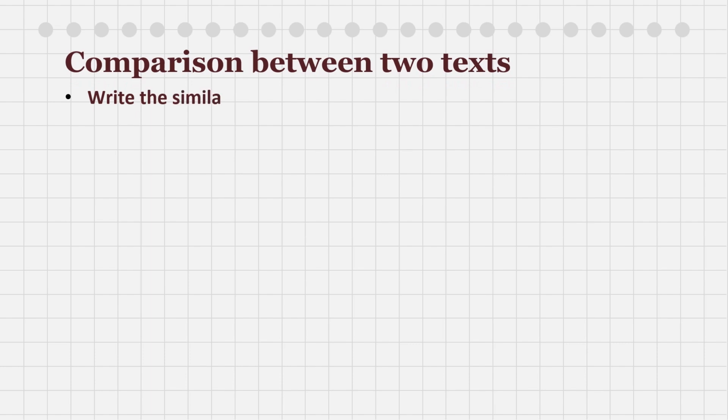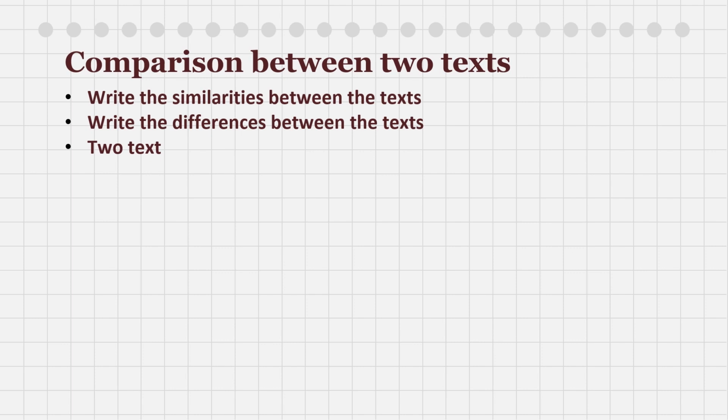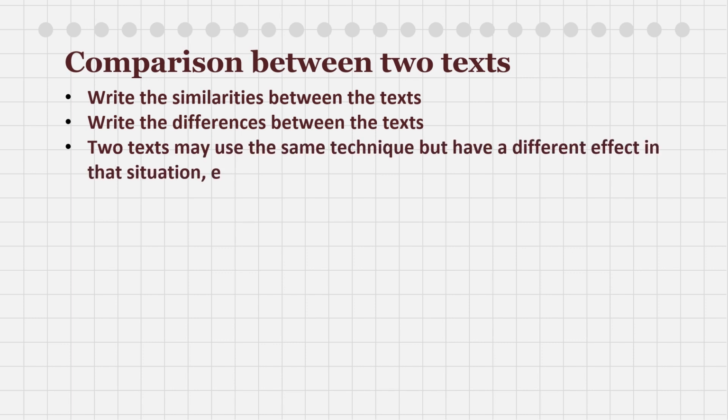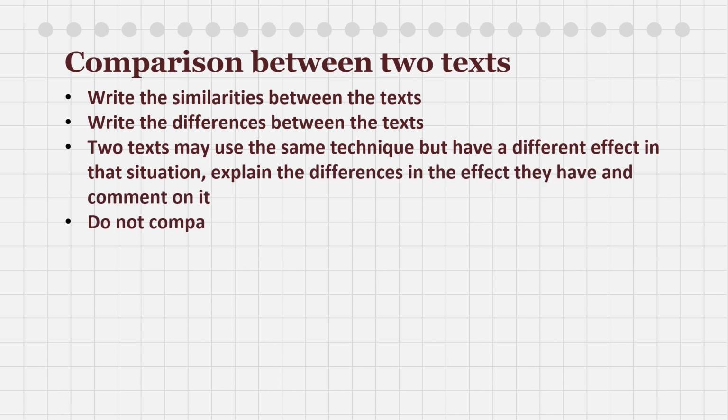Moving on to question 7, which involves text comparison. Here you must address the similarities between the texts and the differences between the texts. Now, 2 texts may use the same technique, but they may have a different effect. In this situation, you must explain the differences in the effect they have and comment on it.